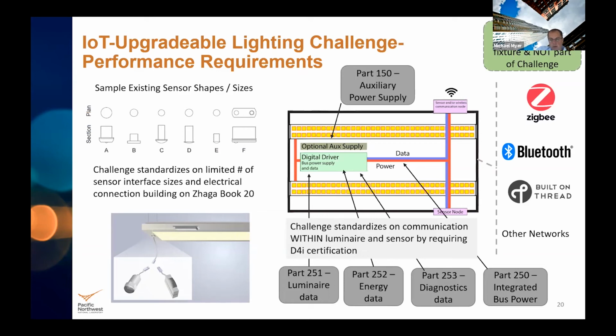Most of that's related to the diagnostics as well as energy. It also will help provide power to the sensors. But at no time does this limit your ability to communicate outside the fixture through other protocols that you might be using in your building. So it's really trying to standardize on the key issues and allow for much more flexibility after that.